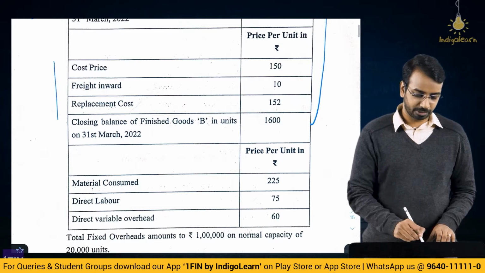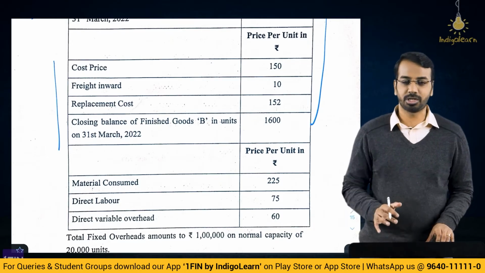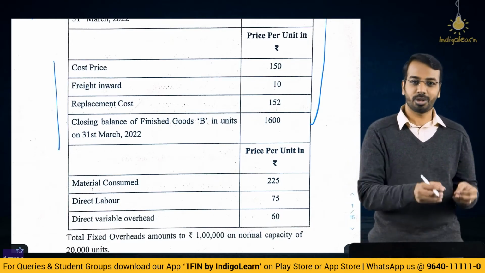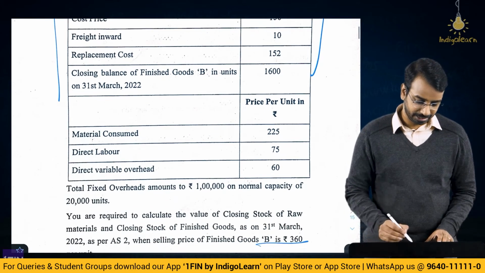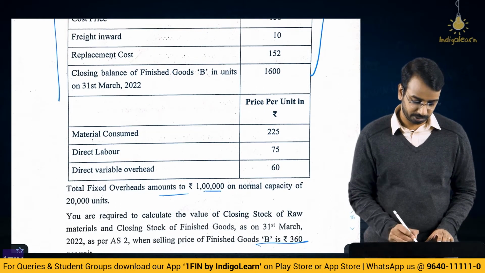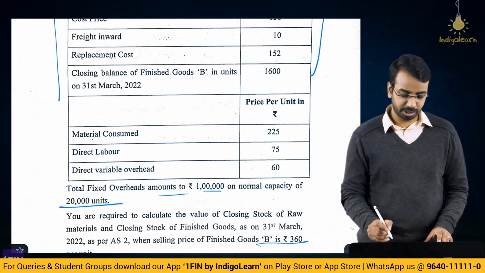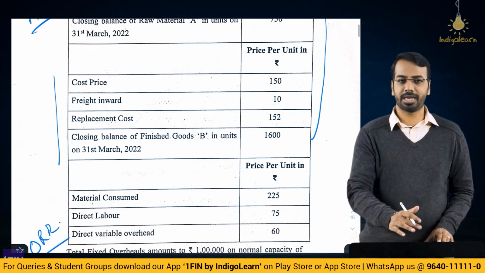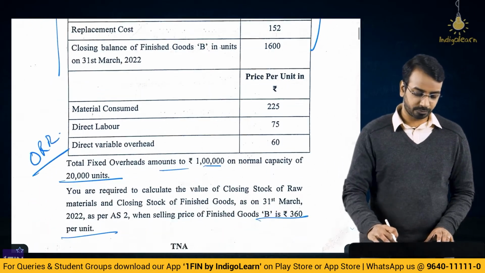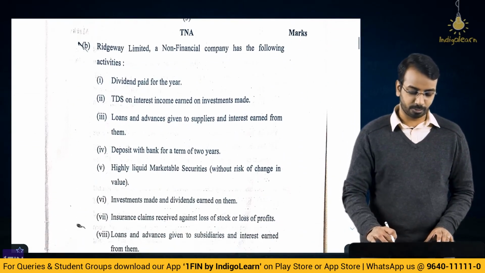You just need to calculate the cost as per the information given, and whether it is sold below the cost or above the cost, accordingly you will have to value the raw material, right? And here is one more thing, fixed overheads is given on a normal capacity of 20,000 units. For this you will calculate the overhead recovery rate and then simply calculate. Slightly longer because for 5 marks they have given a lot of adjustments, but still okay.